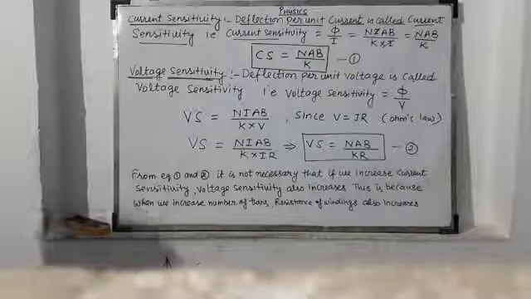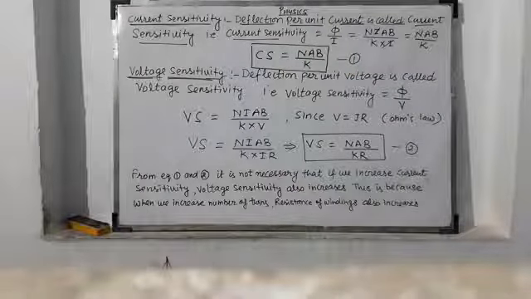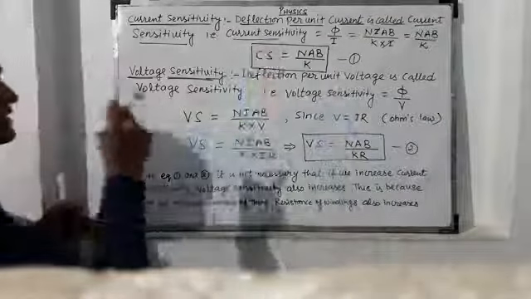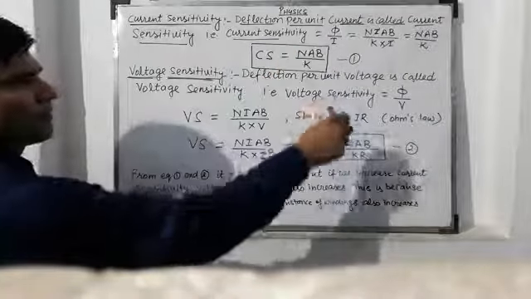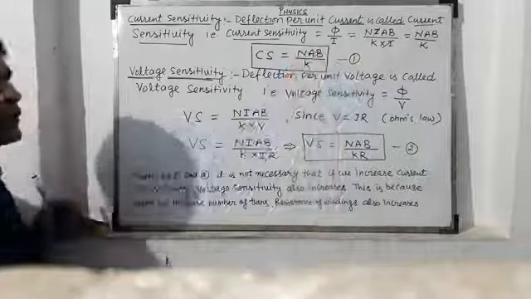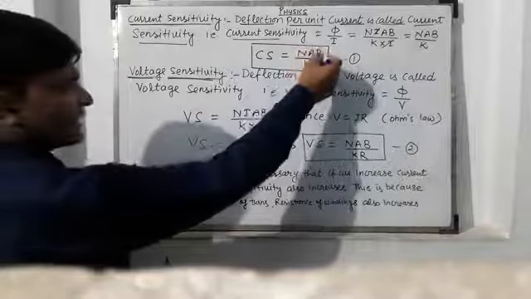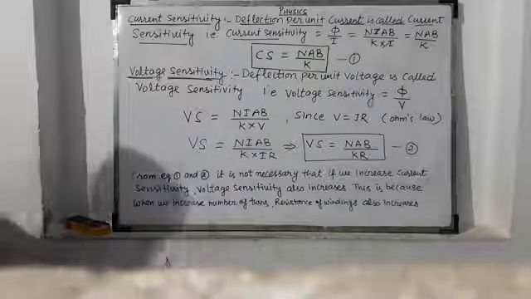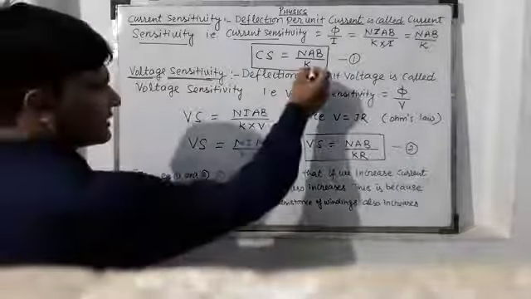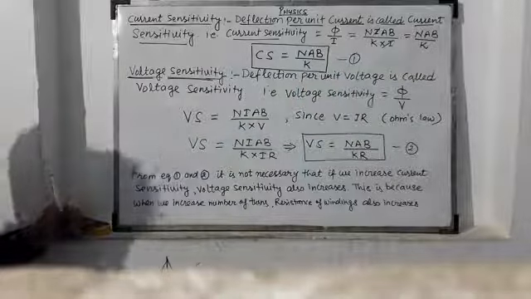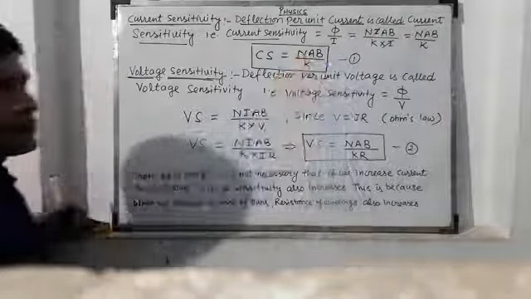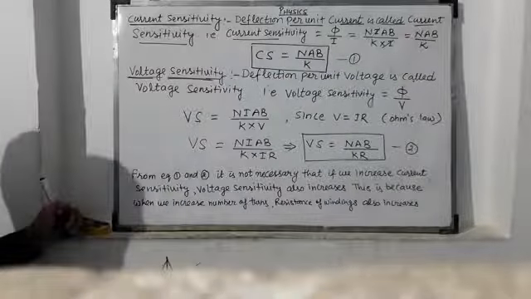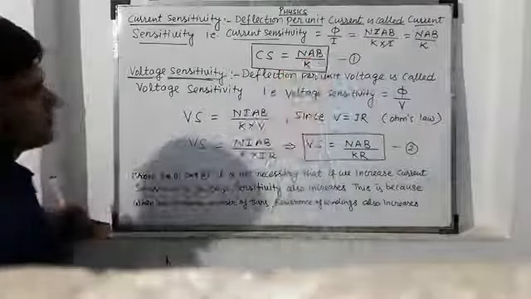Equation number 1. So current sensitivity can be increased by increasing the number of turns, by increasing the area of the coil, by increasing the magnetic field, and also by decreasing the restoring torque per unit twist. That is K.